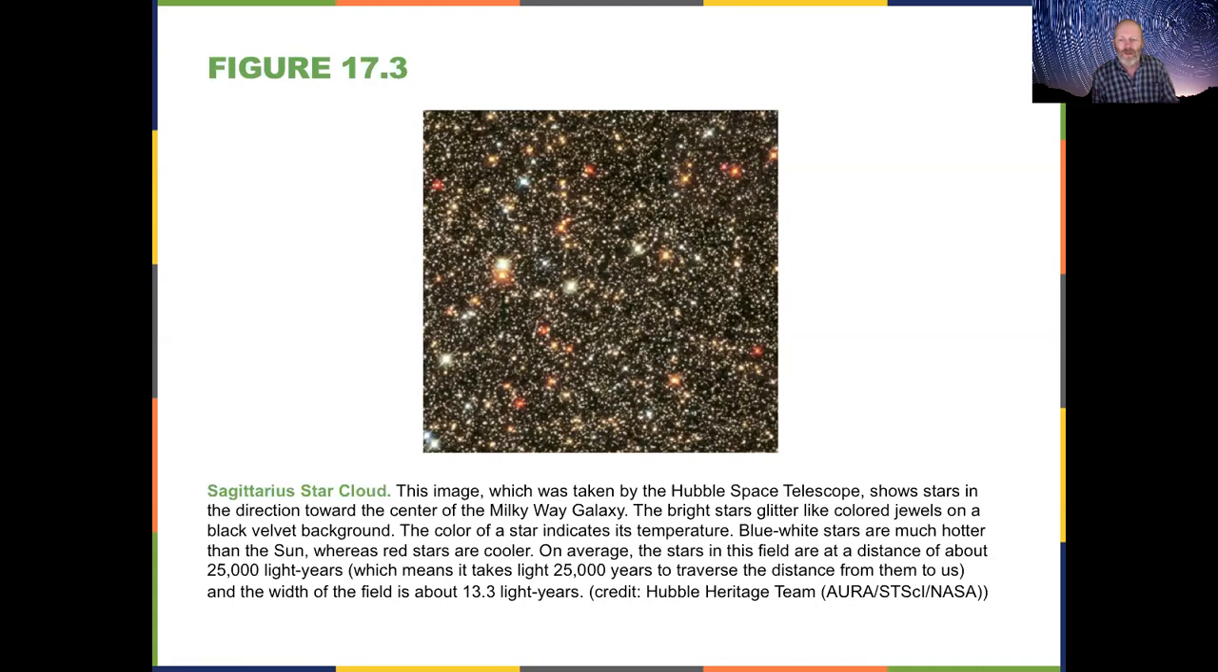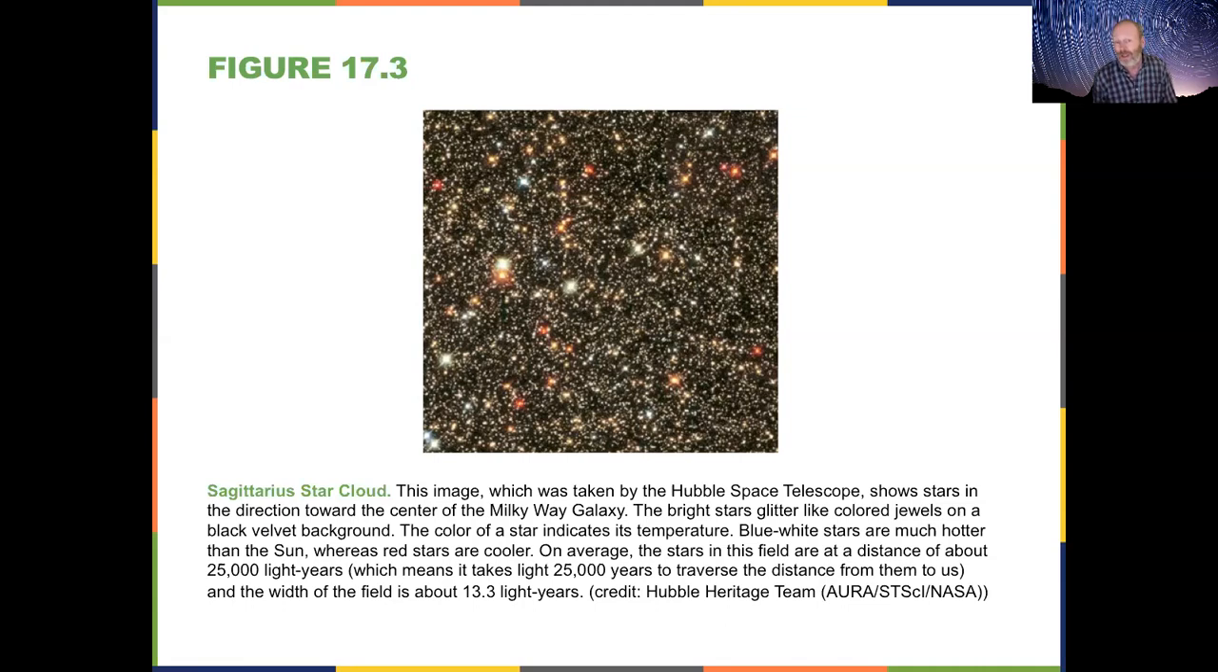But here, we can see the stars are probably about 25,000 light years away. So we're not even talking about AUs here. We're talking way, way, way far away. What we're also looking at is some that are brighter, some that are dimmer, some that are cooler. Those reddish stars are pretty cool on the surface.